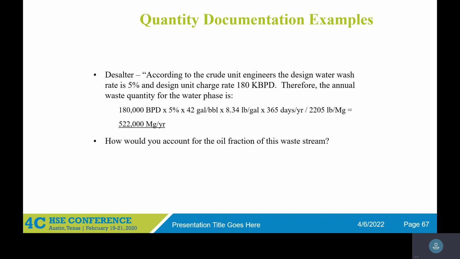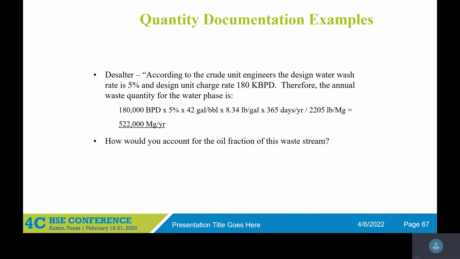So here's an example. According to crude unit engineers, the design water wash rate is 5% of the design unit charge, which is 180,000 barrels per day. Therefore, the annual waste quantity for the water phase is this. So 180,000 barrels, 5% of that, then just convert from gallons to megagrams, right? And that's how you got the waste quantity.